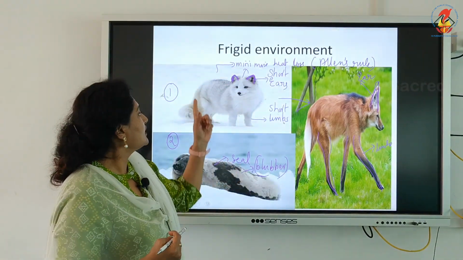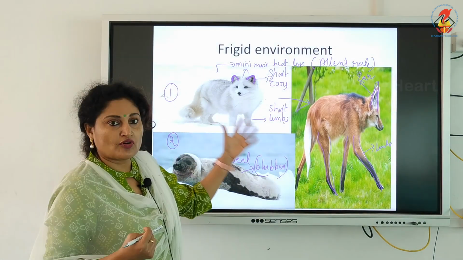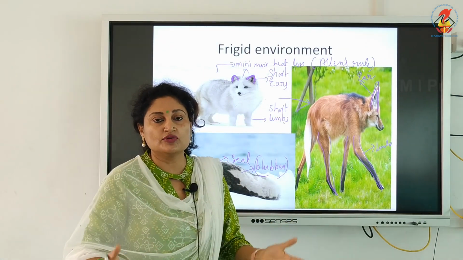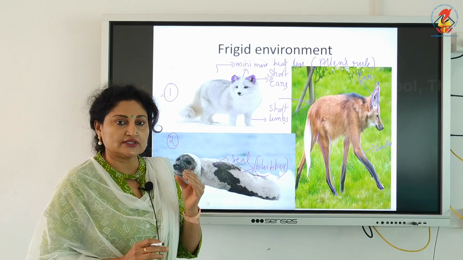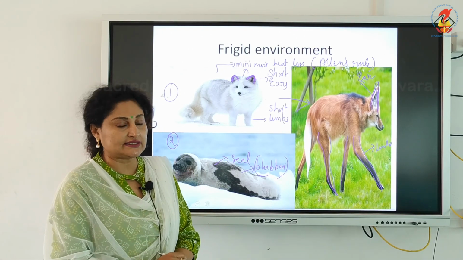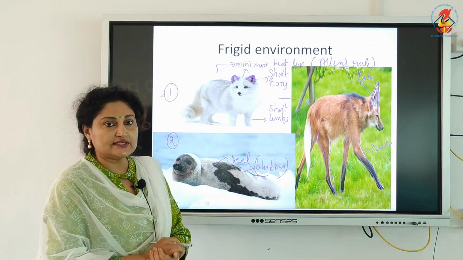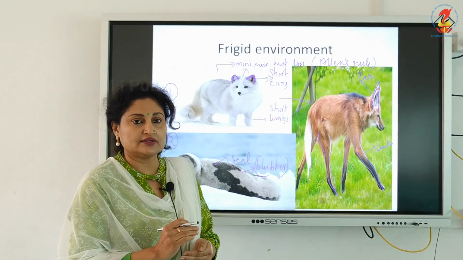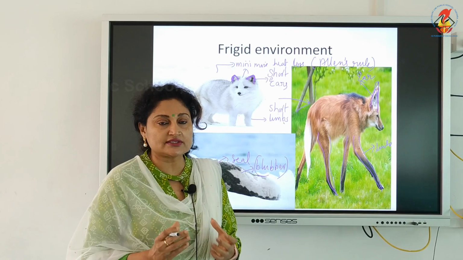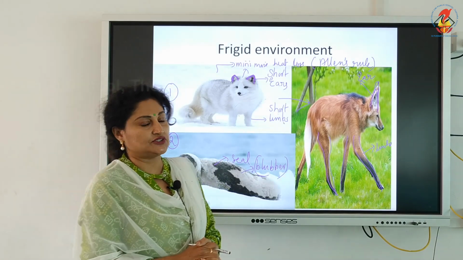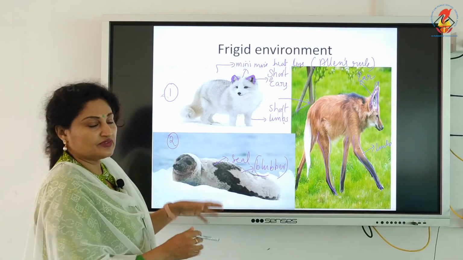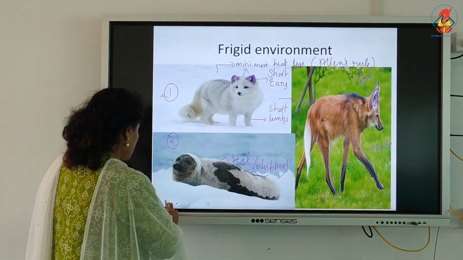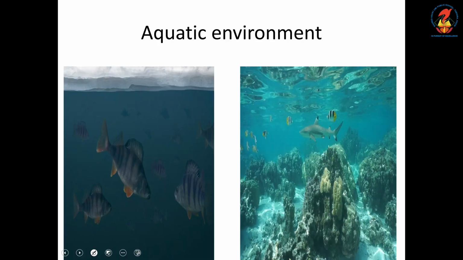Once again, the wolf or the fox, or mammals as a whole found in the Arctic or polar region, have short ears and short limbs to minimize heat loss. Then the seal, below the skin, has a layer of fat called blubber, which serves as an insulator. Now from the frigid region, we will move to another hostile region, the aquatic environment.